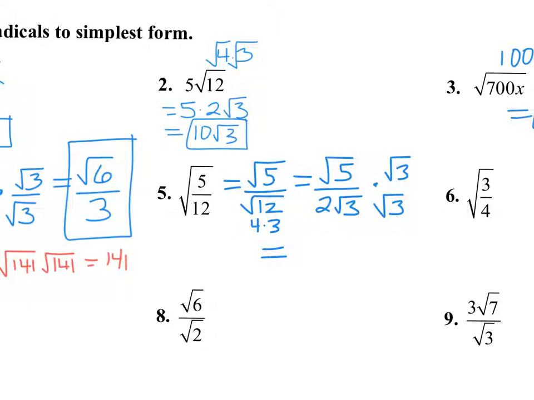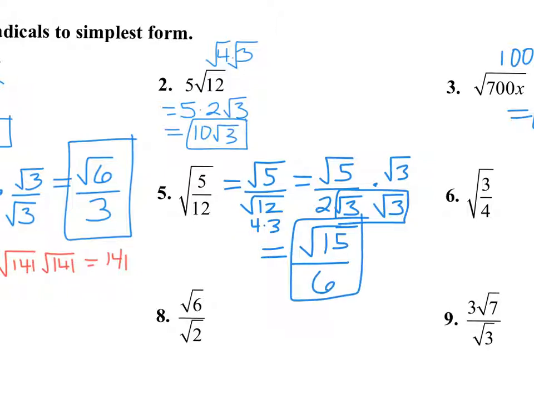Okay? So let's go ahead and simplify this. What is rad 5 times rad 3? Rad 15. And then what number do I get in the denominator? 6. Yes? So rad 3 times rad 3 together is 3, and then times 2. And that would be your answer. There's no simplifying that. Nothing can come out of there.